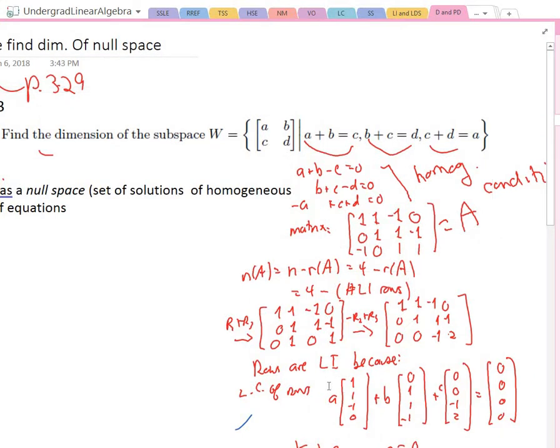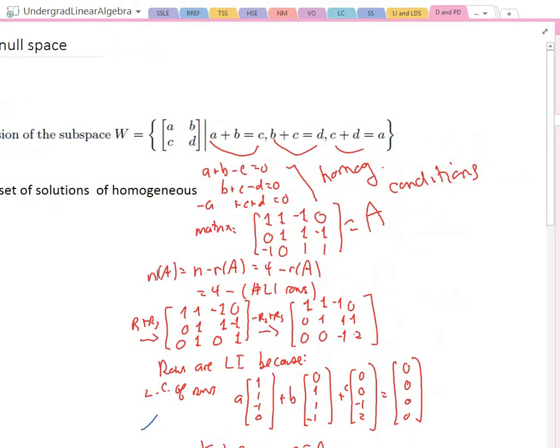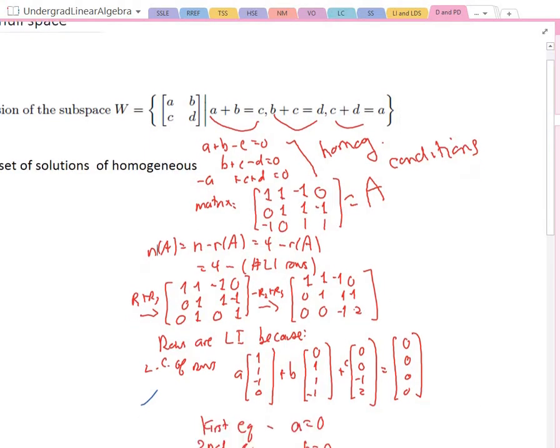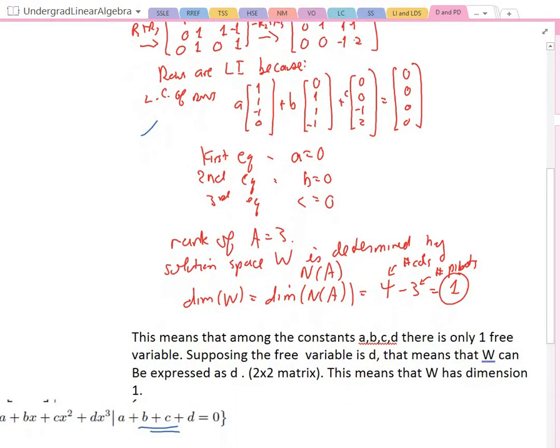Find the dimension. So the dimension is equal to the nullity of this matrix. The nullity of this matrix is equal to 1. Let me see if I said anything else down here. So another way of saying this is that there's only one free variable. If the free variable is d, that means W can be expressed as d times a 2 by 2 matrix. So W has dimension 1.